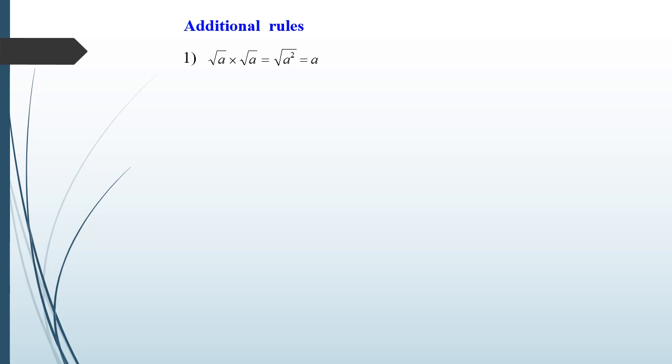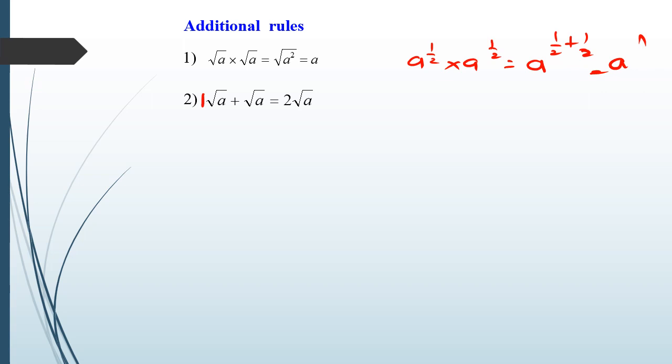Additional rule. Surd a multiplied by surd a is equal to surd a squared, equal to a. Why? It will be a to the power of 1 over 2 multiplied by a to the power of 1 over 2, which is a to the power of 1 over 2 plus 1 over 2, which is a to the power of 1. And then surd a plus surd a is equal to 2 of surd a. So this is 1 of surd a plus 1 of surd a, like 1x plus 1x equal to 2x.